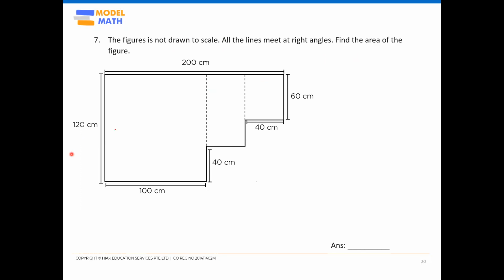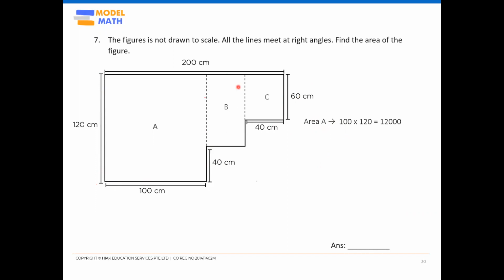Let's call these rectangles A, B, and C. To find the area of each rectangle, you need each of their lengths and breadths. Let's look at rectangle A first. Do we already have the length and breadth? Notice that the length, we have it, 100. The breadth, we also have it, 120. So just simply find your area of A by taking 120 times 100.